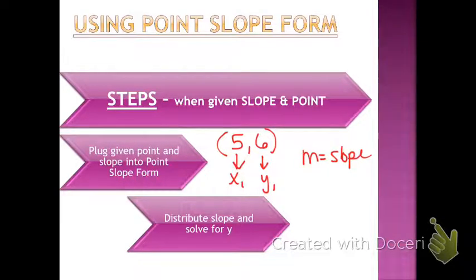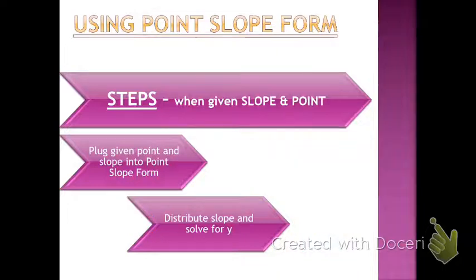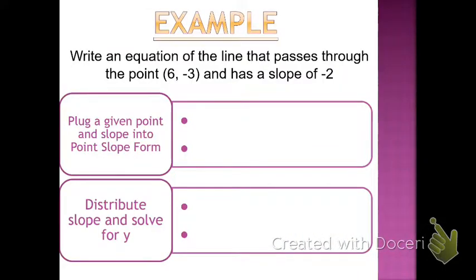After that, you will change point-slope form into slope-intercept form by distributing the slope across the parentheses and then solving for y, either using addition or subtraction. And then after you've completed that step, your answer will be in slope-intercept form, which would look like y equals mx plus b. So let's try one.